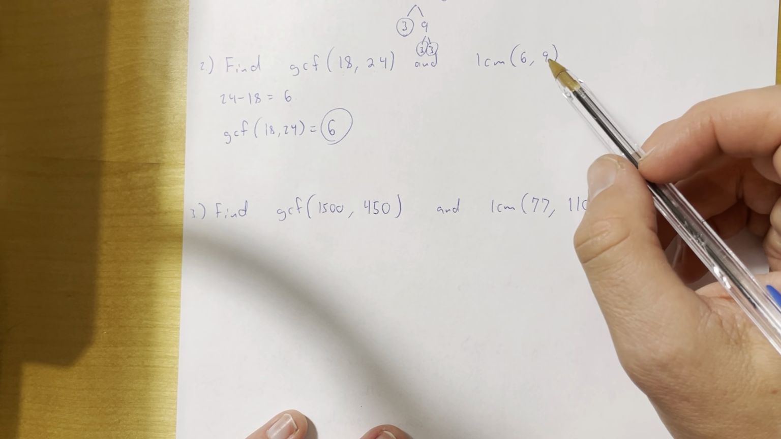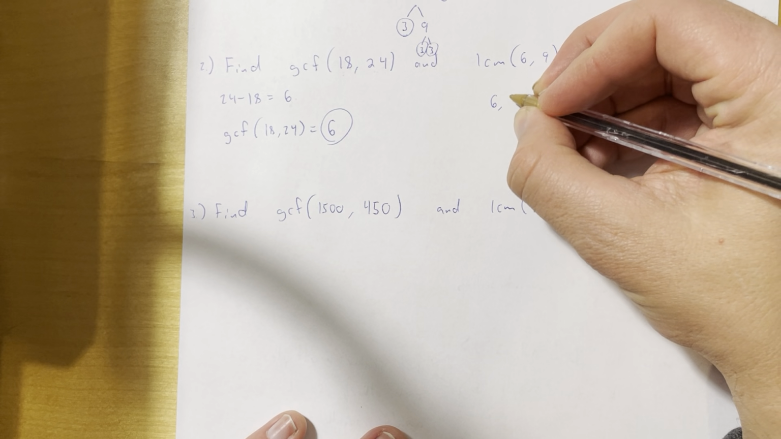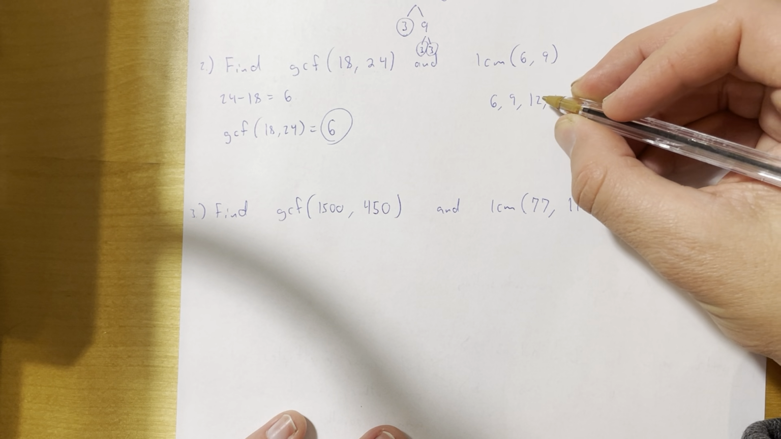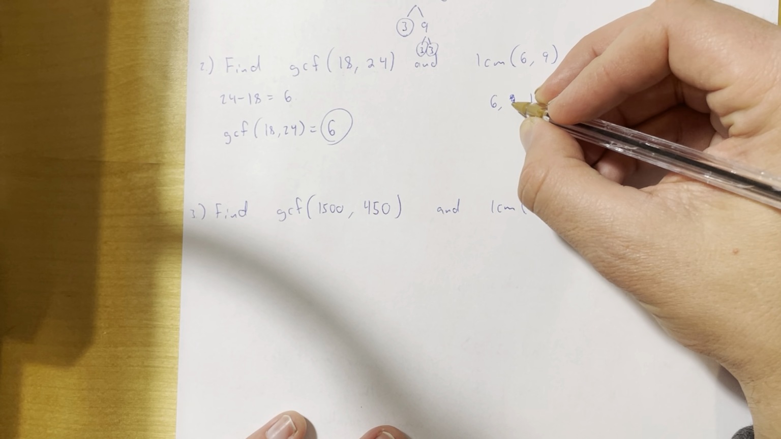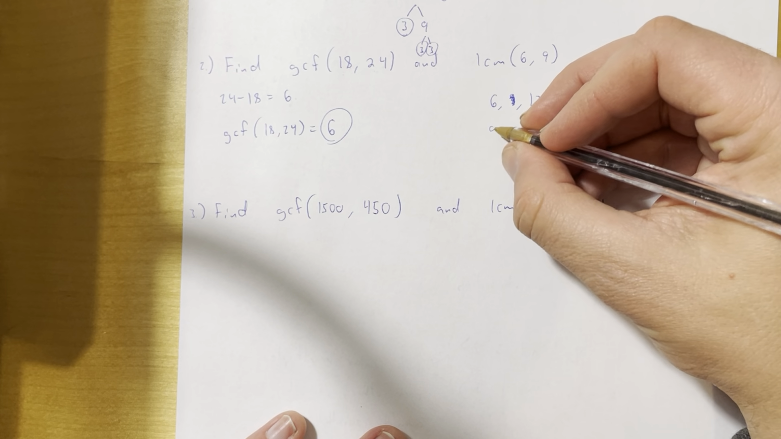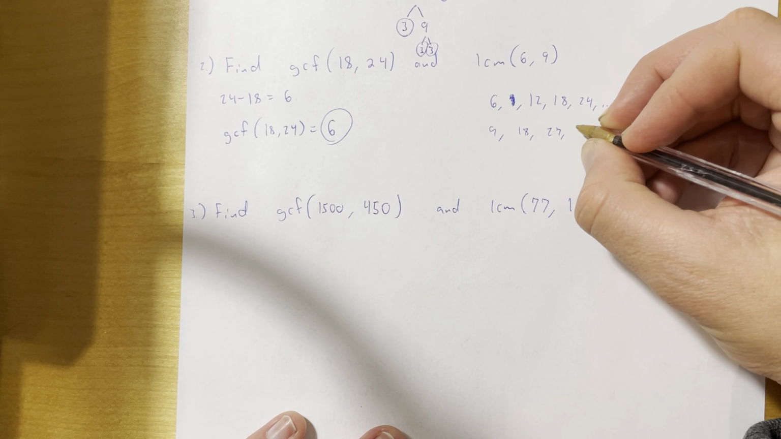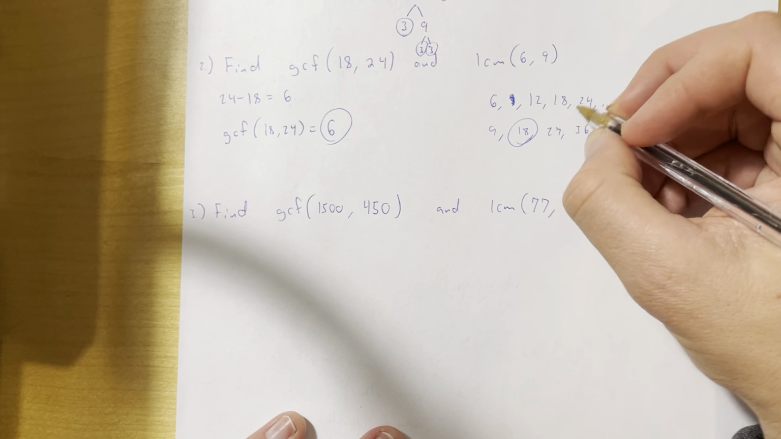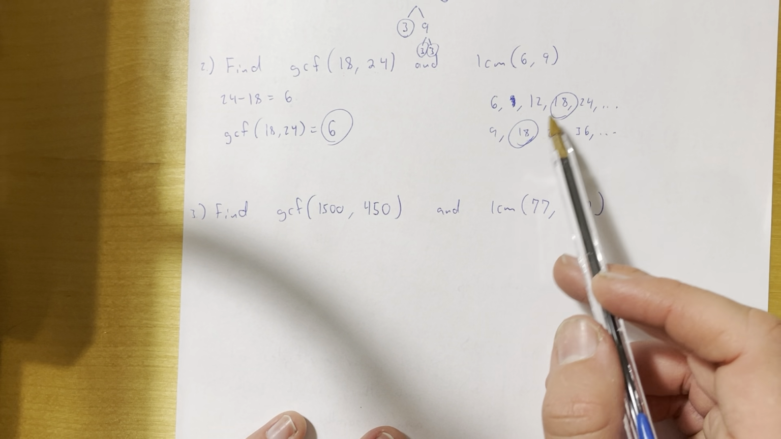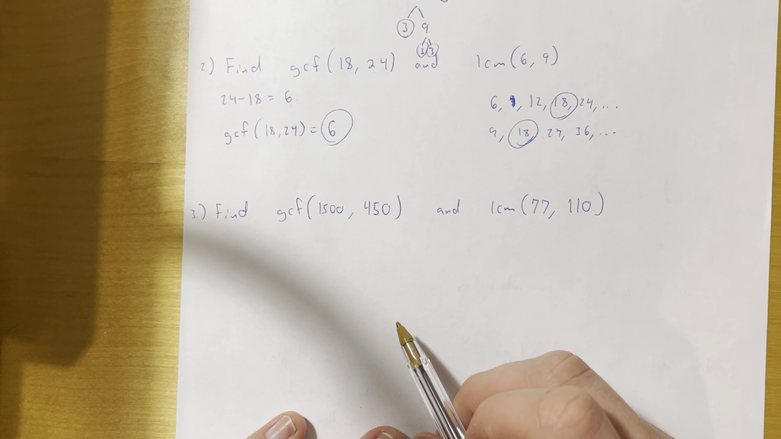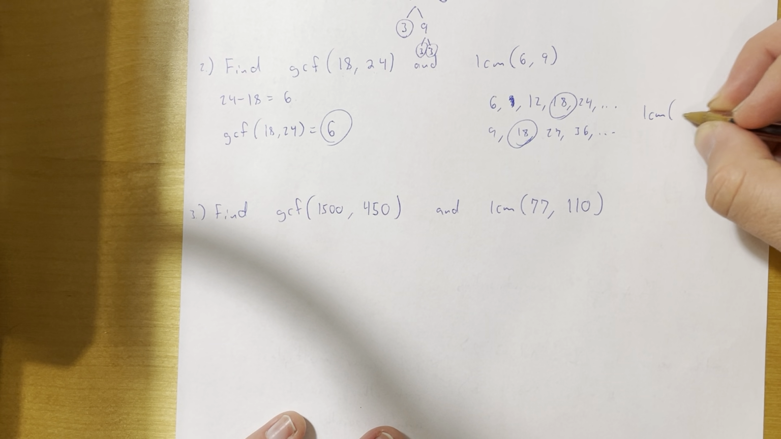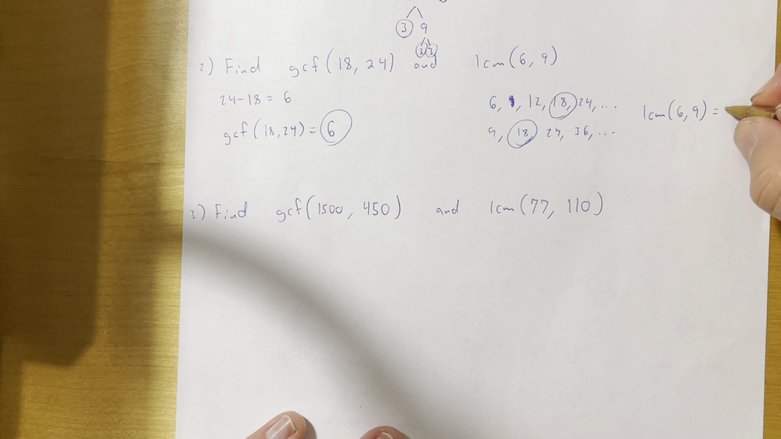Same thing with 9. In this case, what I'm looking for is a common multiple in those two lists of multiples: 6, 12, 18, 24, and so on, and 9, 18, 27, 36, and so on. I noticed that the number 18 is the first number that appears in both lists, which makes it the smallest multiple that these two numbers have in common, which is the meaning of least common multiple. So I can here say LCM of 6 and 9 equals 18.